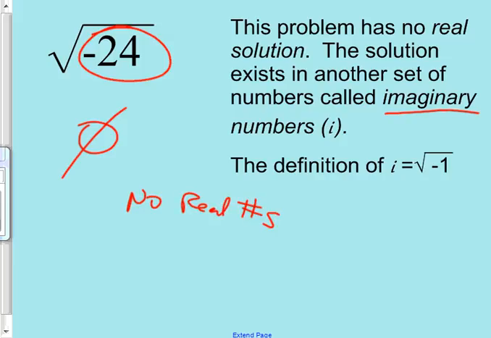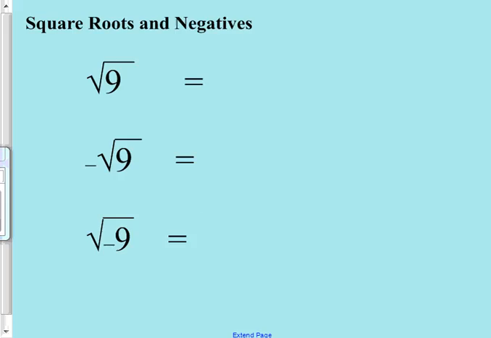Why do we say no real numbers? Because there are imaginary numbers you can use. And there's actually definitions of that, but we'll get into that later. All right, do you get that the negatives are important on these? So what's the first one? It's simple. 3. What's the next one? Be careful. Negative 3, and the last one.